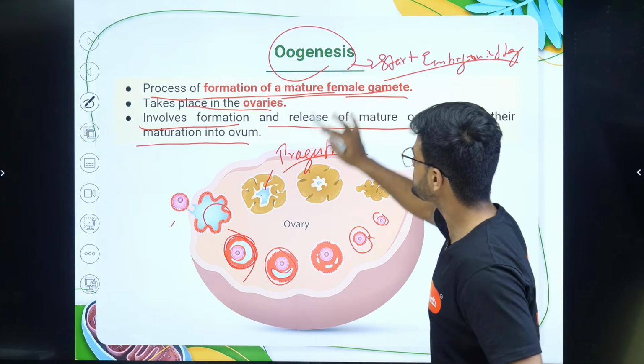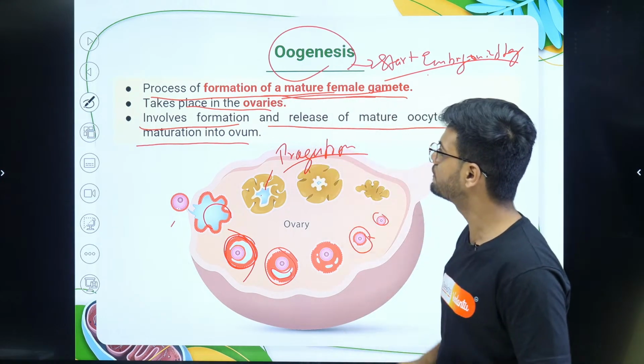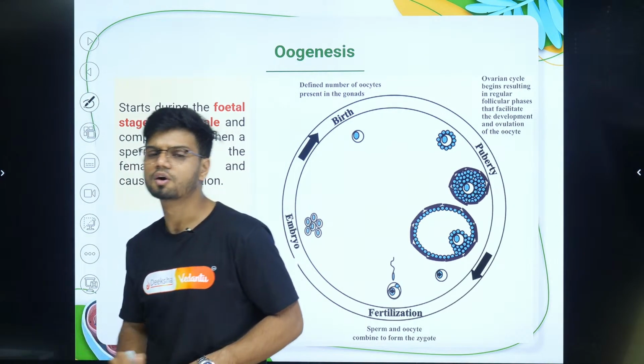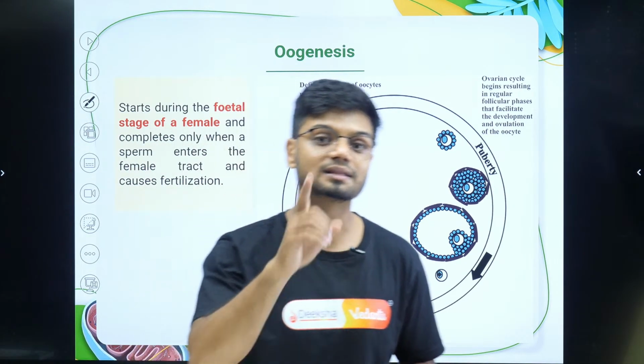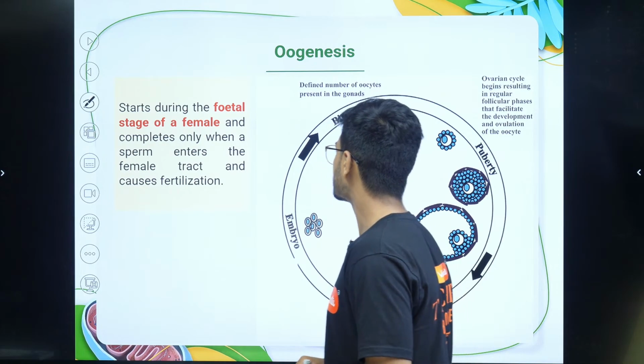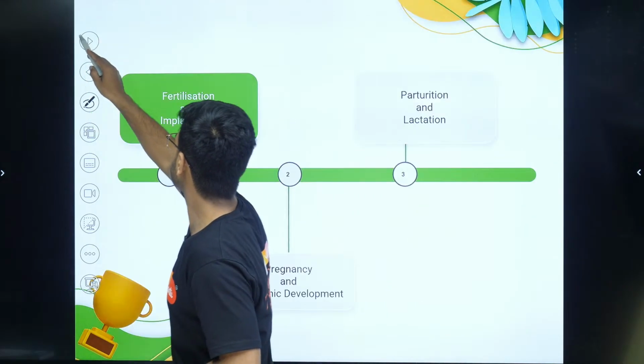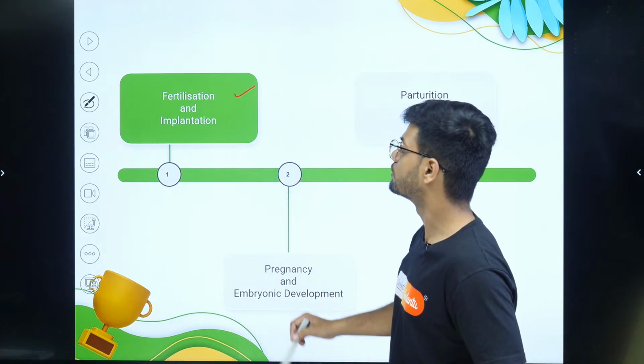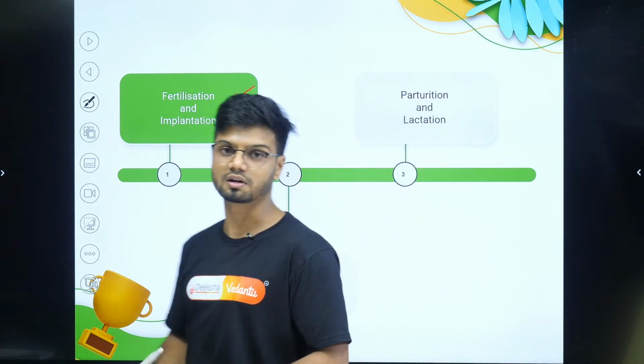So don't worry about this. Just know what oogenesis is: the formation of the mature female gamete, which takes place in the ovaries and starts at the embryonic stage. Female reproduction is done. Now let's learn about fertilization.